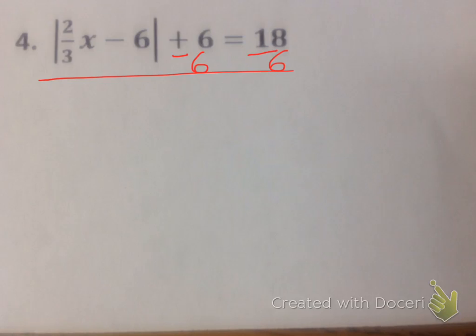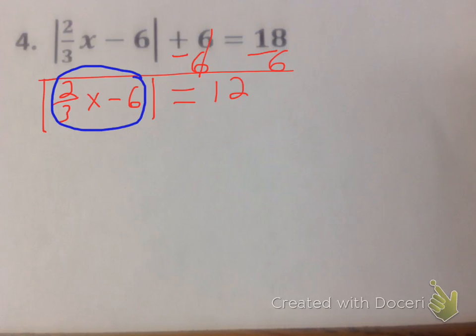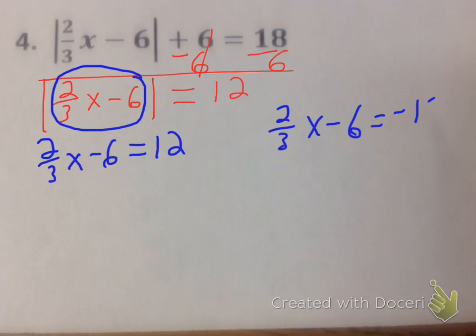And when I do that, that leaves us with the absolute value of 2/3 x minus 6. The 6's cancel, and 18 minus 6 is 12. So now that I've got it down, the absolute value is by itself. So since we have this absolute value by itself, now I take the 2/3 x minus 6, and I set that equal to the positive side, and the 2/3 x minus 6 set equal to the negative side.